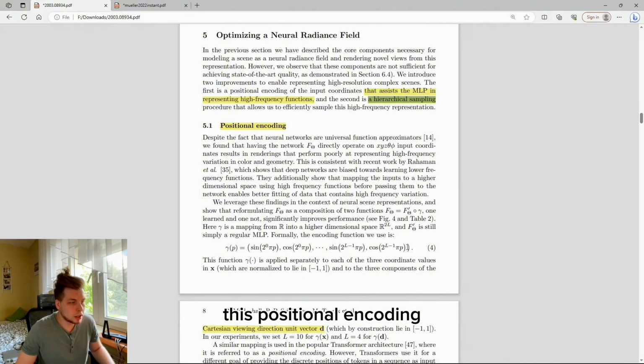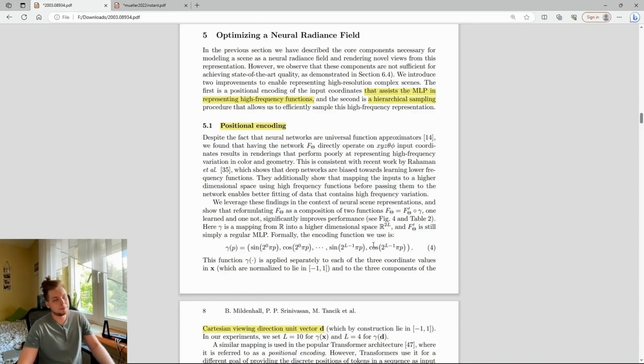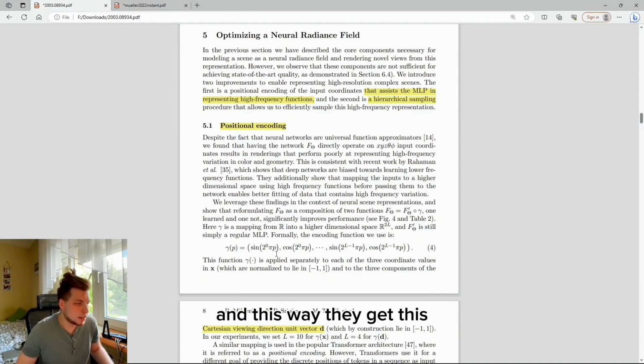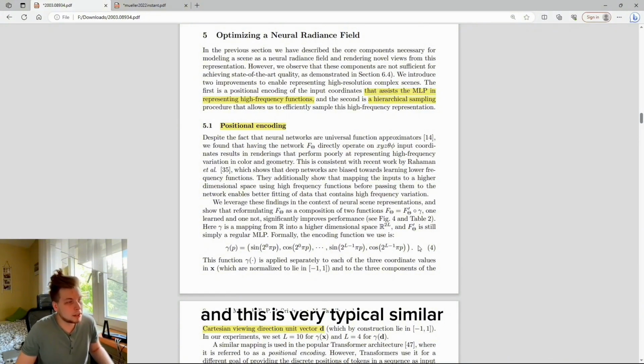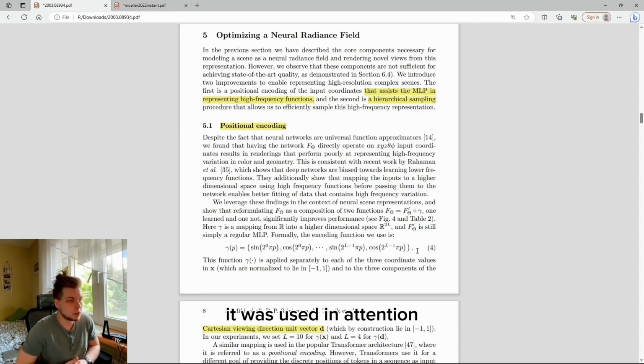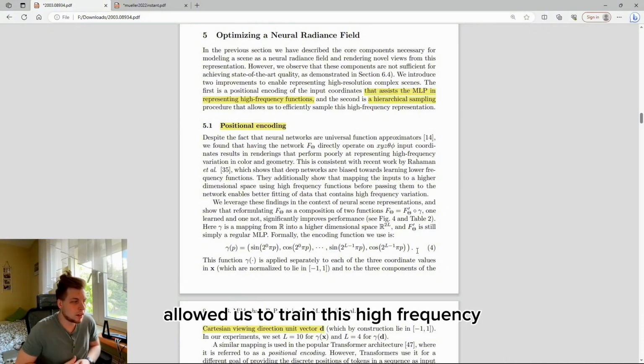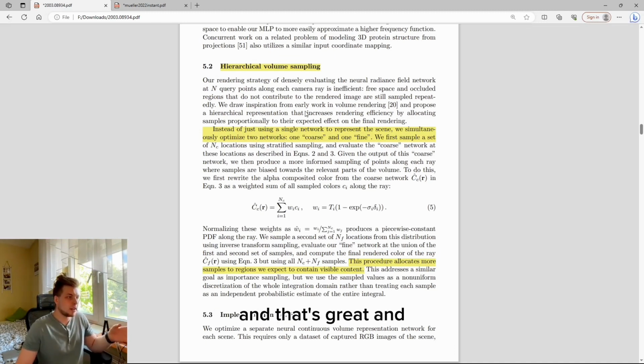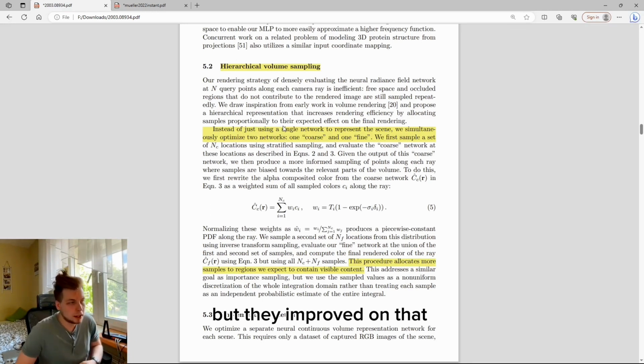As I said, for this positional encoding, they take a coordinate, let's say X or Y, and plug it into this vector of size L, and they calculate cosine and sine, multiplying the value by pi times 2 to the power of the position in this vector. This way they get a higher dimension frequency-based encoding. This is very typical. This is how the encoding of scalars happens a lot right now in neural networks. It was used in Attention Is All You Need, for example, and in other papers also, and this helps a lot to train on high frequency signals. That's great, but they improved on that with this additional strategy.